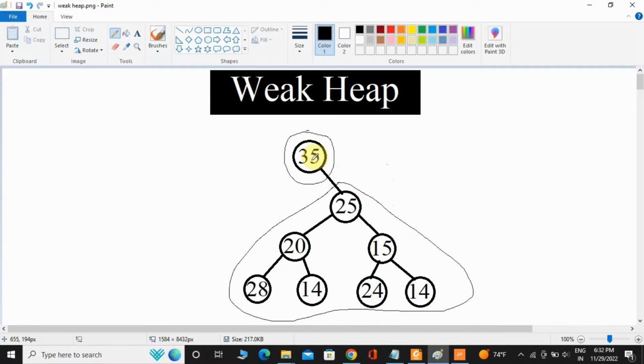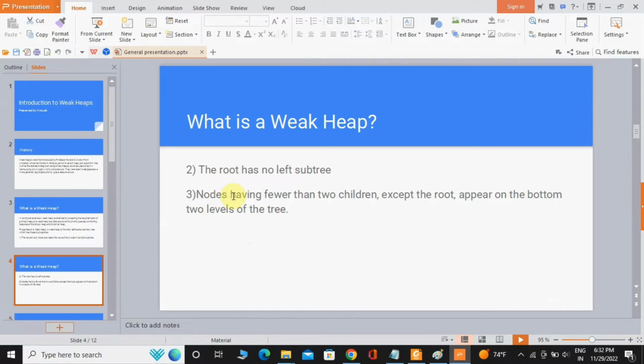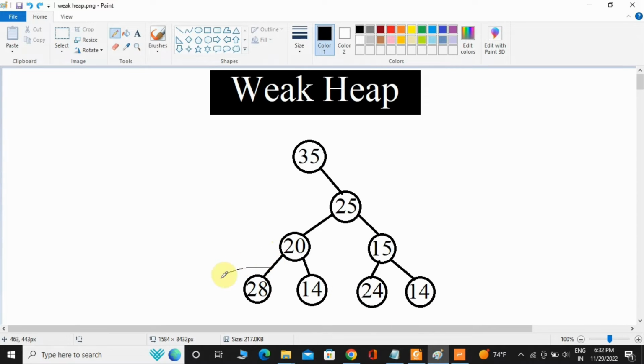And the second property is that this weak heap doesn't have any left subtree, so it's totally empty, so there is nothing here. Alright, so that's the second property. And the third property is nodes having fewer than two children, except the root node, appear on the bottom two levels of the tree. So here we can see all these nodes appear at the bottom two levels of the tree.